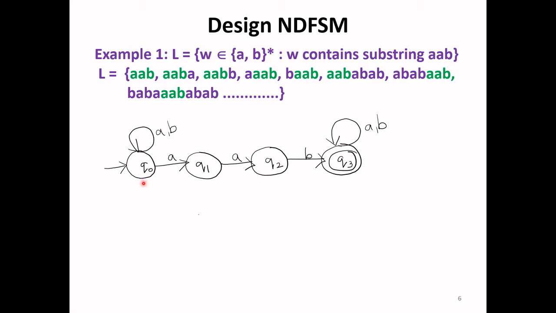You can see here from state Q0, you have two transitions for the same input symbol A. That is, for A it is going to state Q0 and Q1 also. Another thing you can see here is that at state Q1 you have a transition for A, whereas for B we don't have any transition in the non-deterministic finite state machine.